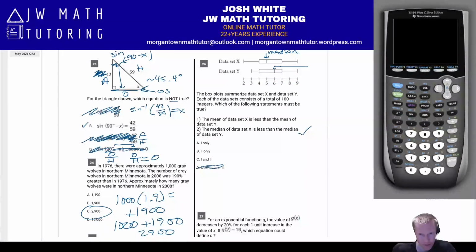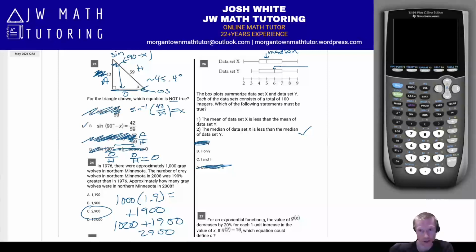All right, so at this point, we're down to basically B or C. So the question is, what about statement 1? The mean of dataset X is less than the mean of dataset Y. This is actually impossible to determine because we don't know exactly how the values are distributed. We know that for X, they go from 2 to 9, and for Y, they go from 3 to 9, but we don't know, between those numbers, how many there are at each specific value.